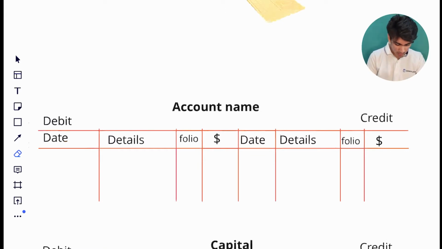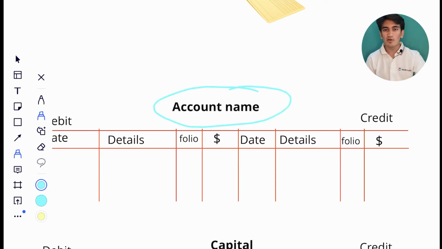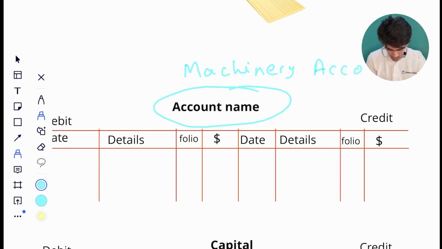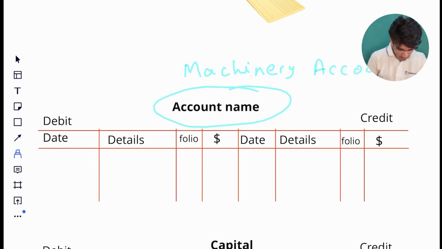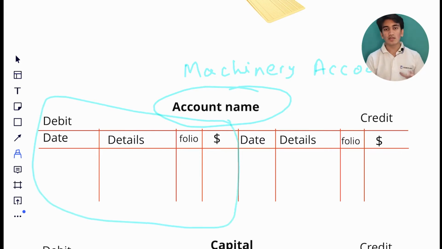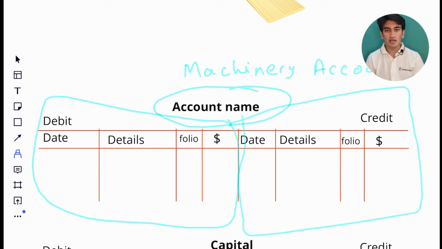As you can see on the top, we have the account name. So if I have a machinery account, then this account will be called machinery account, instead of writing account name over here. Then over here we have two different parts: the left side, which is our debit side, and the right side, which is our credit side.